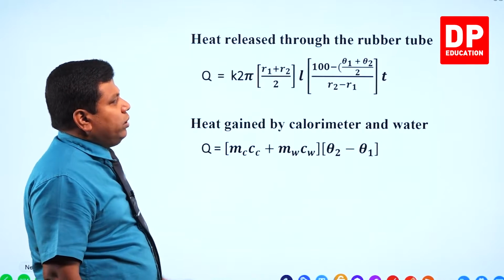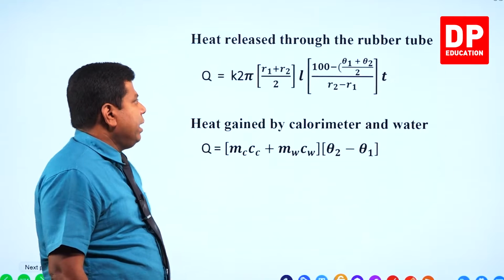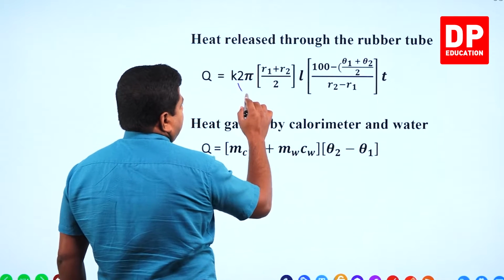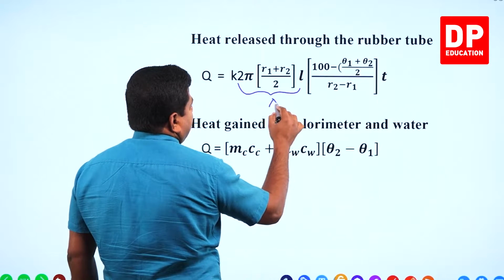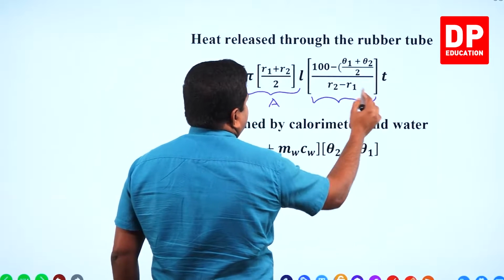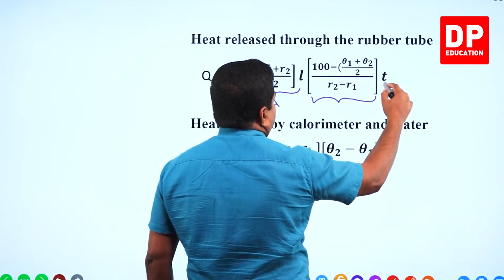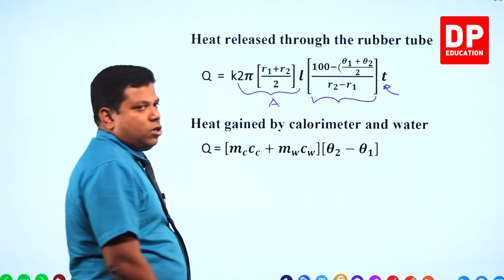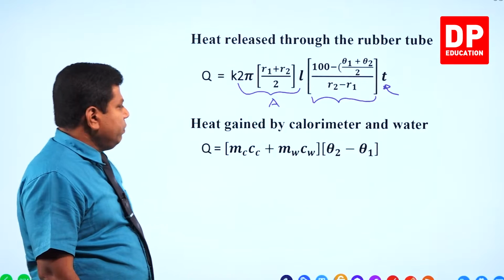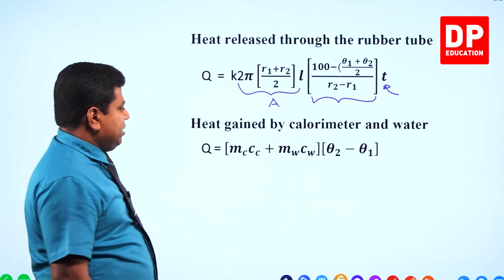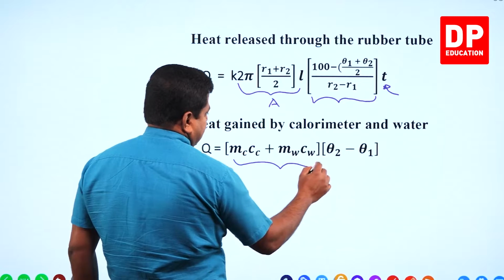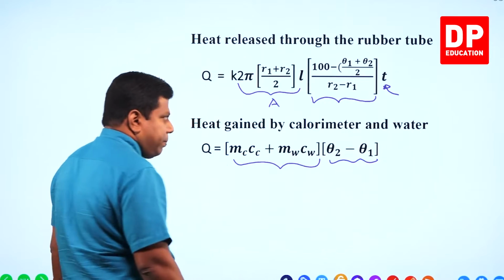Heat released through the rubber tube equals to K, see, this is my A, this is the temperature gradient, this is time. Time you can measure with the stopwatch. Heat gained by the calorimeter is equal to this. This is the heat capacity. This is the delta theta.